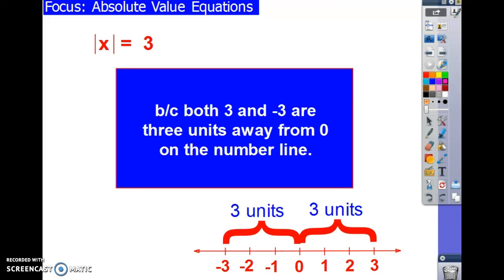Ladies and gentlemen, today we are going to be solving absolute value equations. So the first one that we're going to do is a little bit simple. You have the absolute value of x is equal to 3.